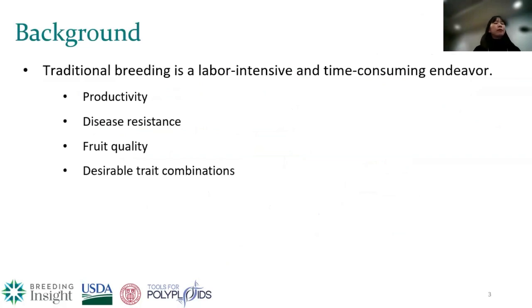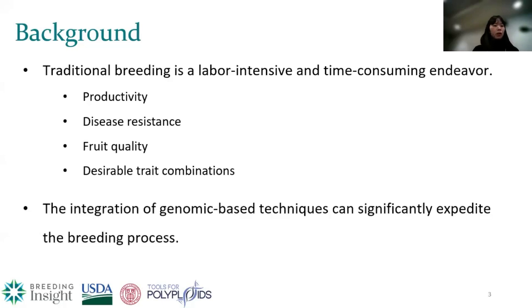But traditional breeding for new cranberry cultivars with good productivity, disease resistance, fruit quality, and desirable trait combinations mainly relies on phenotypic selection, which is labor intensive and time consuming. So here we would like to integrate genomic-based techniques to speed up the breeding process by making selection decisions in the early breeding cycles.